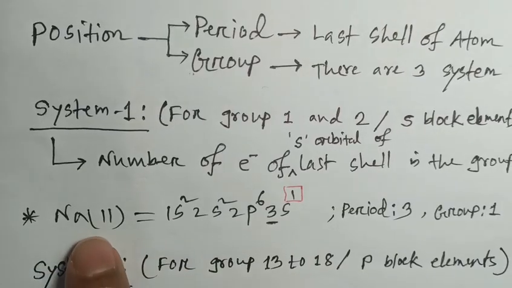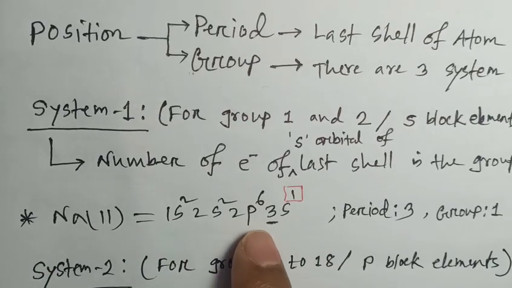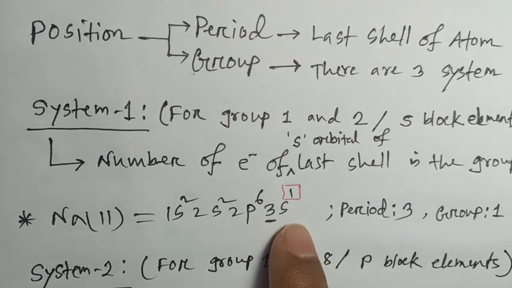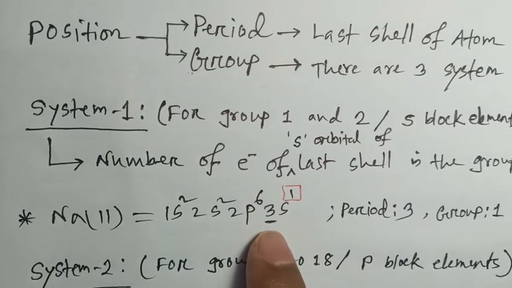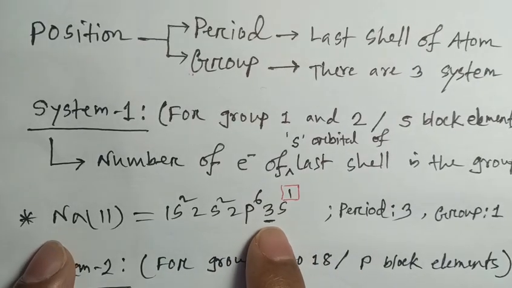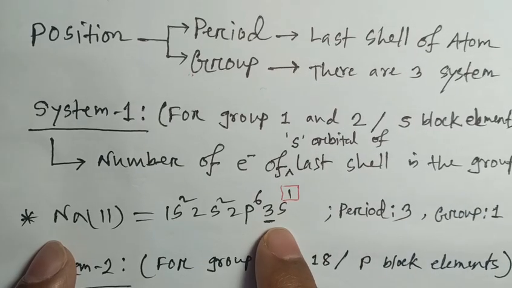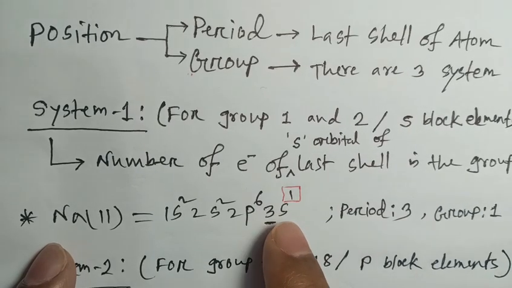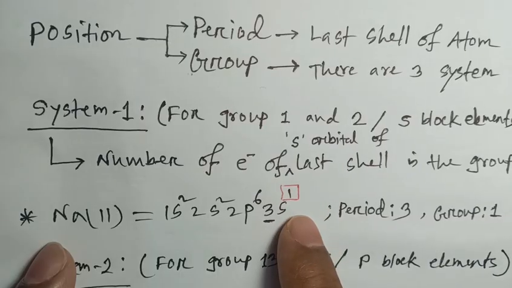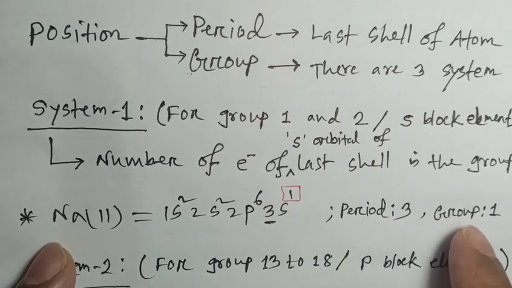So sodium: 1s2 2s2 2p6 3s1. We can see the last shell of sodium is 3, so its period is also 3, and the number of electrons in the S orbital of the last shell is 1, so the group of sodium is 1.